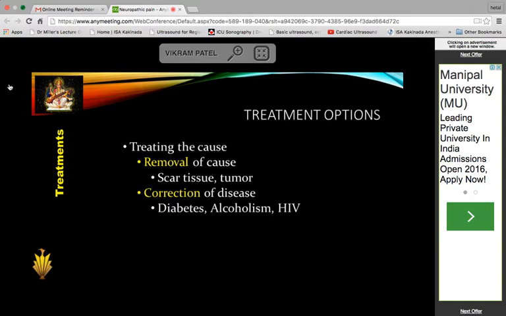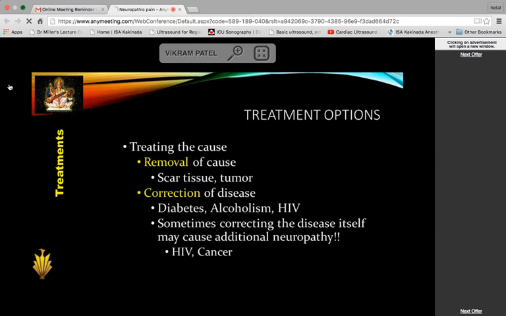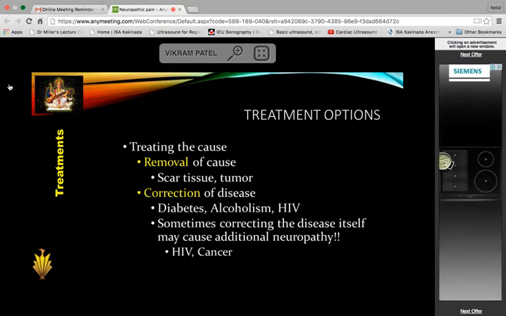You can correct the disease, like for example diabetes, alcoholism, HIV, like I mentioned, and sometimes correcting the disease itself might cause additional neuropathy. For example, HIV antiretroviral drugs can cause neuropathy, or cancer medications, anti-cancer drugs can cause neuropathy, radiation can cause neuropathy as well.